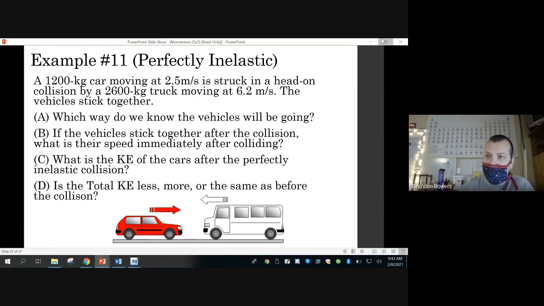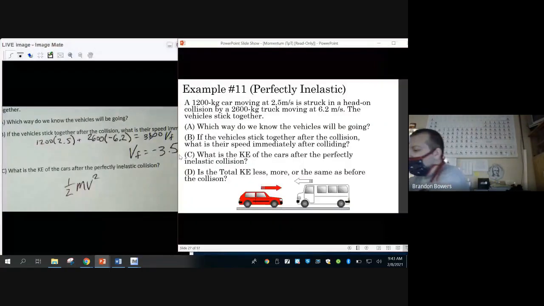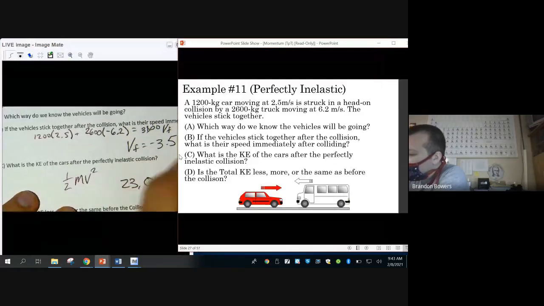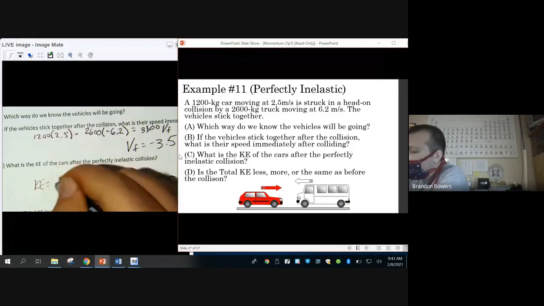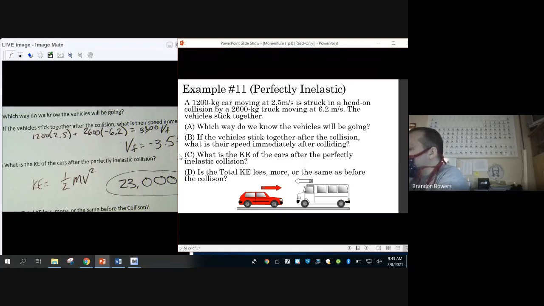So what is the kinetic energy? What did you guys get there? 23,000 joules. Energy is in joules. What would be the velocity? The negative 3.5. Would it be negative? It doesn't matter, it's squared, but theoretically, it would be negative 3.5.